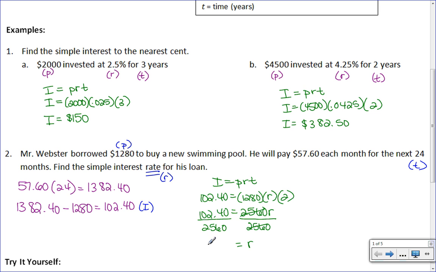So we'll get R is 0.04. And remember, what we're finding here is the rate as a decimal. So a better answer here would be to change this to a percent and say that the rate is 4%. Okay.